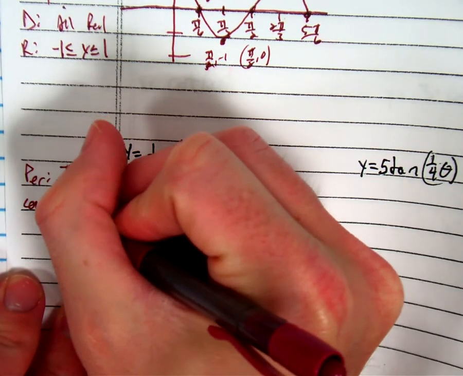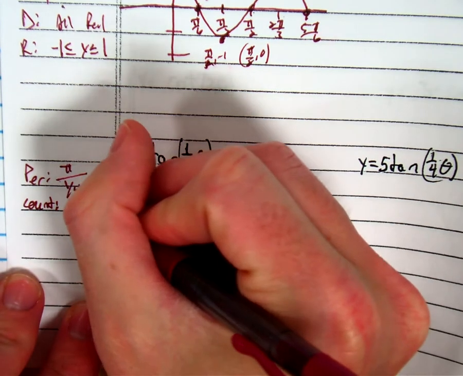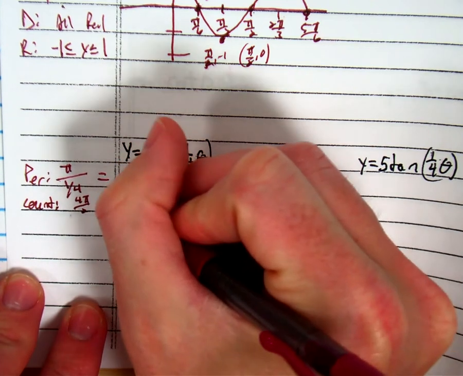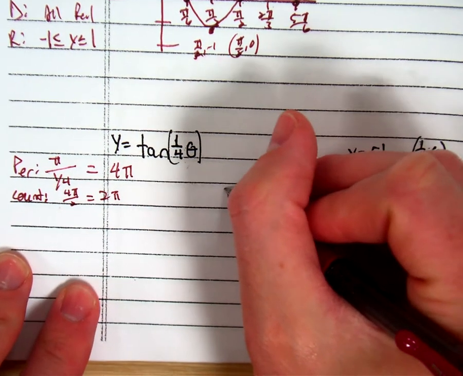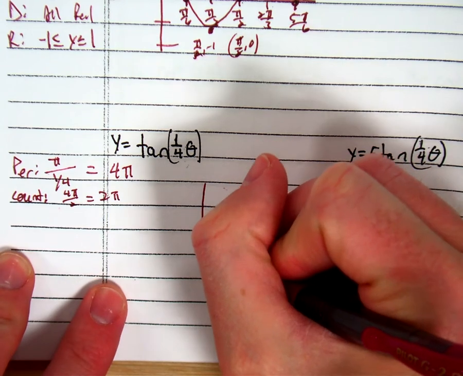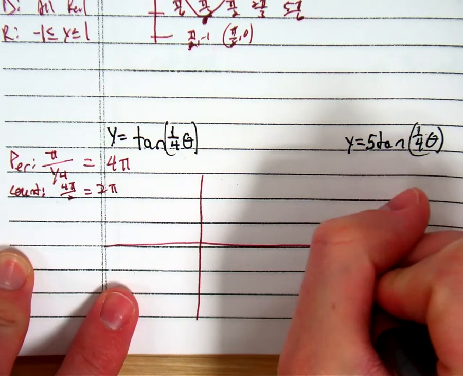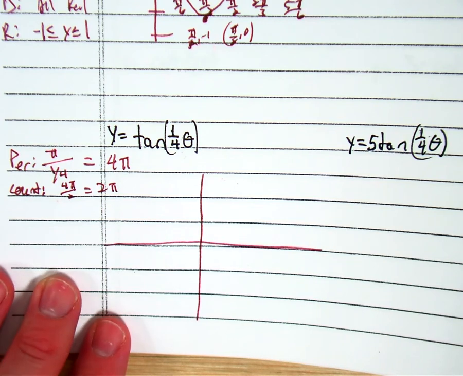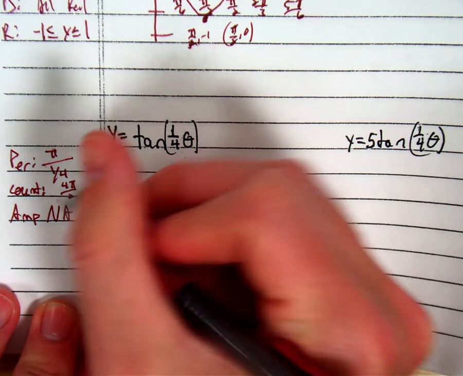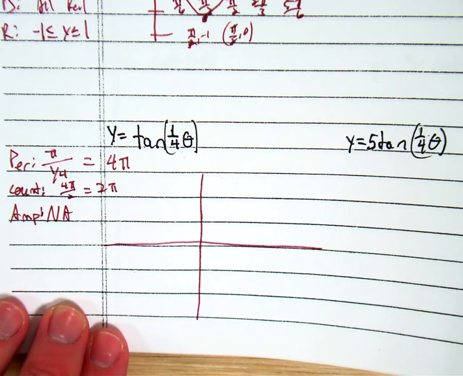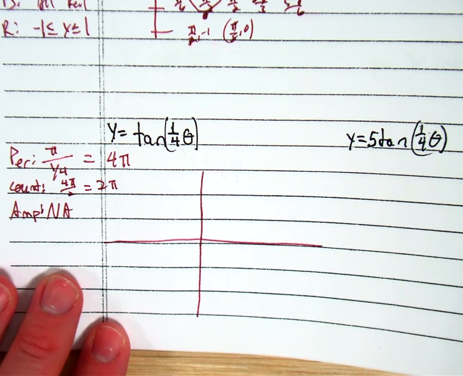Our counting numbers, there's only 2 counting numbers for tangent and cotangent. So 4 pi divided by 2 counting numbers means we're counting by 2 pi's. Okay? 1, 2, 3, 1, 2, 3. Amplitude, remember for these, is going to be NA. And we'll come back and look at domain and range after we get this graph going.